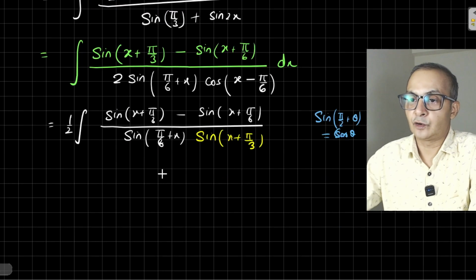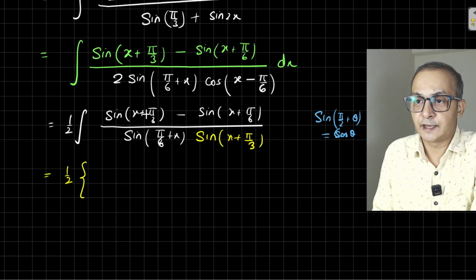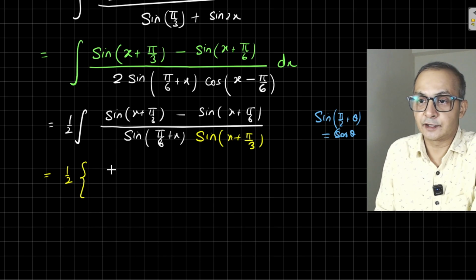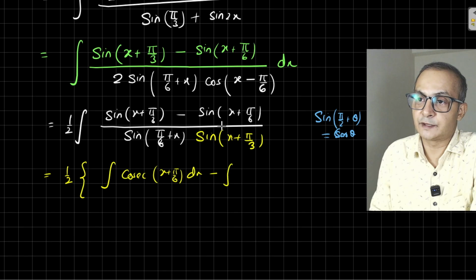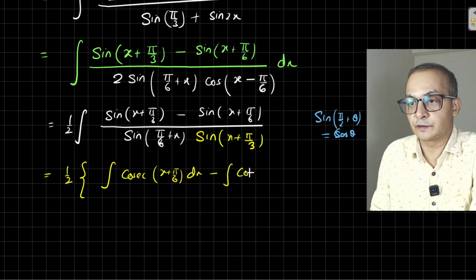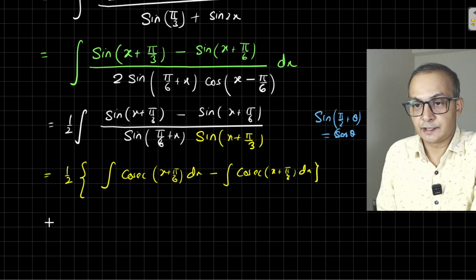And you notice now, once I separate it, this time sine of x plus pi by 3 and sine of x plus pi by 3 cancel. So I get here the integration of cosec of x plus pi by 6. And in the second part, sine of x plus pi by 6 will cancel, so it will give you cosec of x plus pi by 3. Now it's easy to integrate.